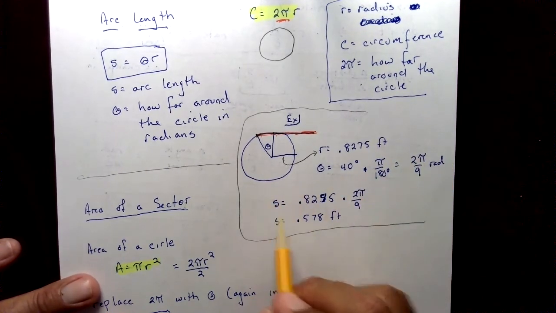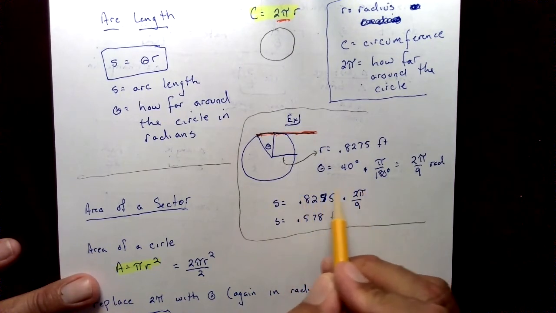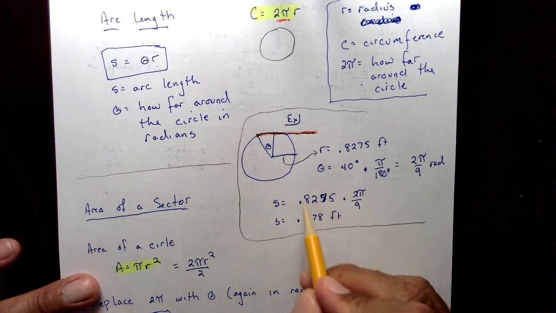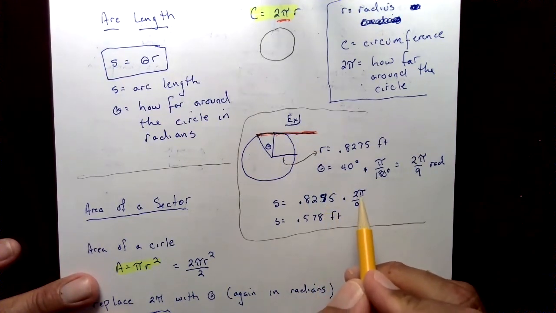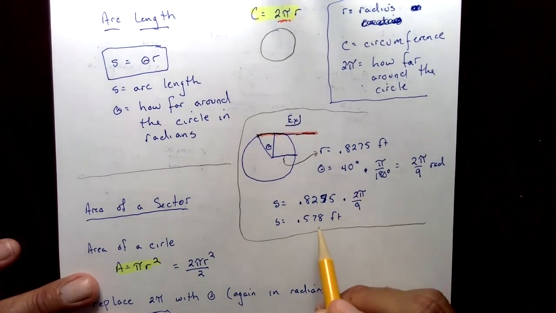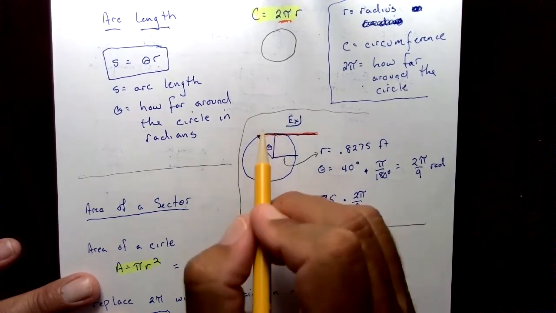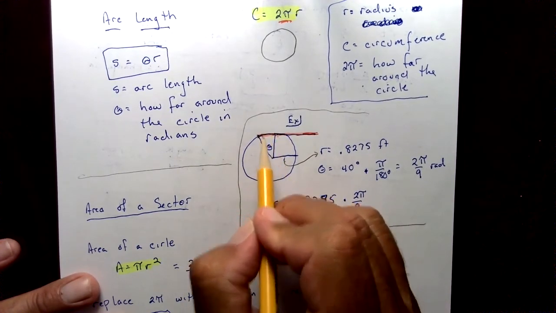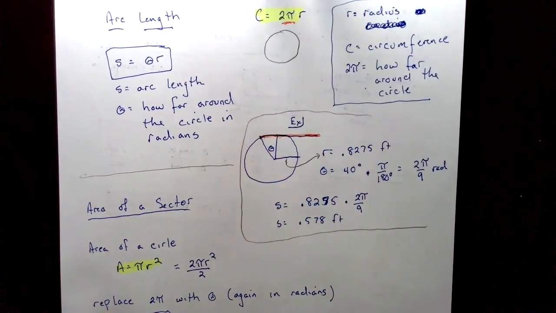So in order to find the arc length, I do my angle and my radius. My radius is 0.8275. My angle measure is 2 pi over 9. And in this case, the chain will have moved 0.578 feet around the circle when I rotated 40 degrees.